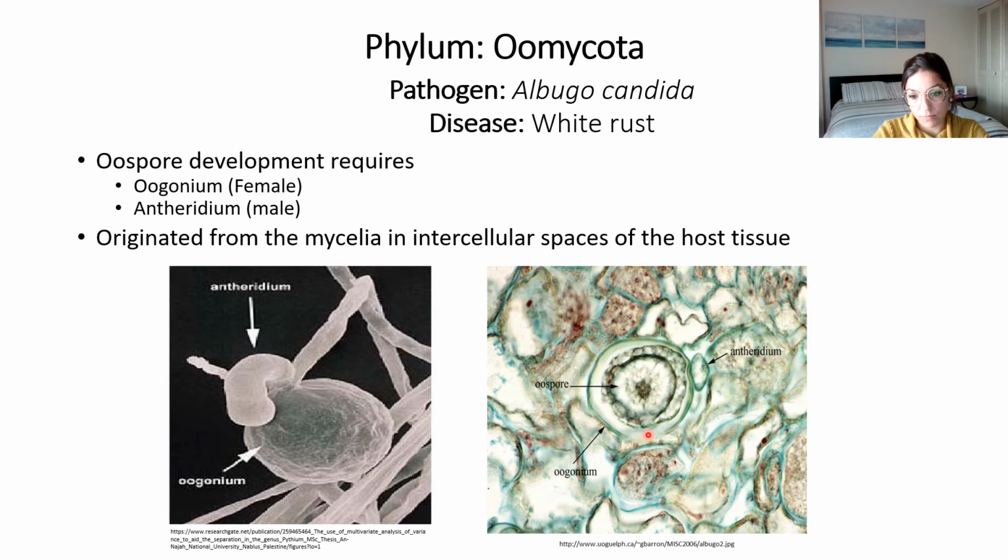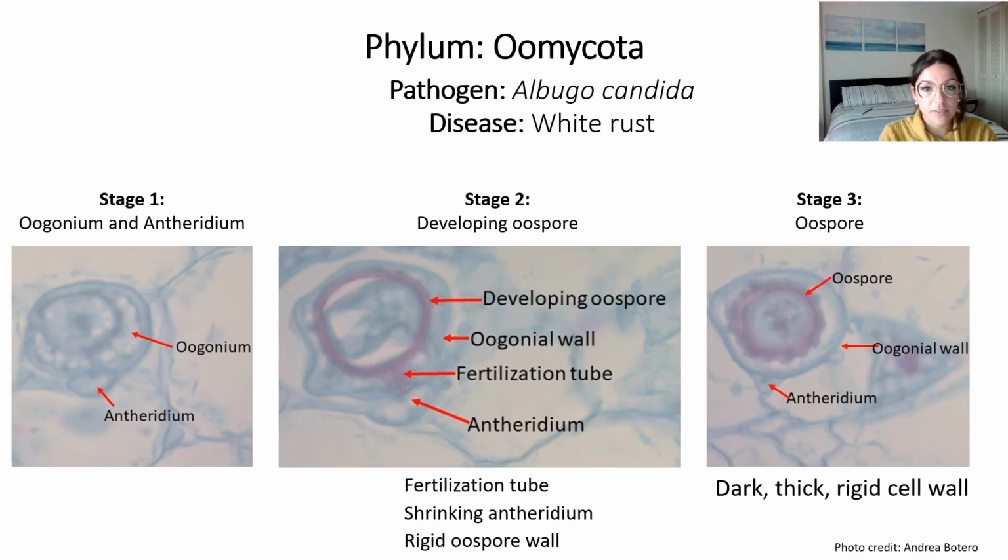Over here we have another picture. We can see inside an oospore the oogonium and the antheridium. There are three main stages in the production of an oospore. In the first one, an oogonium and an antheridium come together and the fertilization begins. In the second stage, we have the developing oospore.